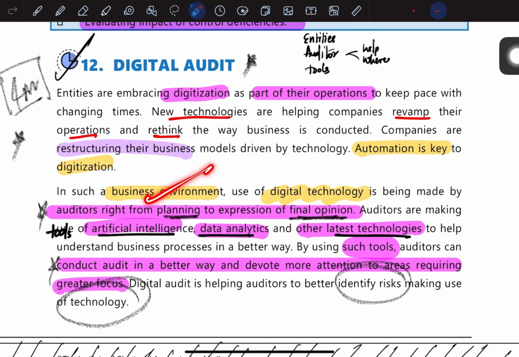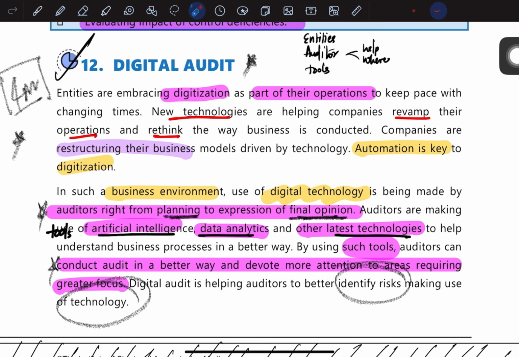So in such a business environment, the use of digital technology is being made by auditors right from the planning stage to expression of final opinion. So right from the planning stage itself, the auditor is using digitalization. He is using digital tools and techniques right from the planning stage and up until he is giving his final audit report. So what are the auditors using? The auditors are making use of tools like artificial intelligence, data analytics and other latest technologies to help understand the business process in a better way.